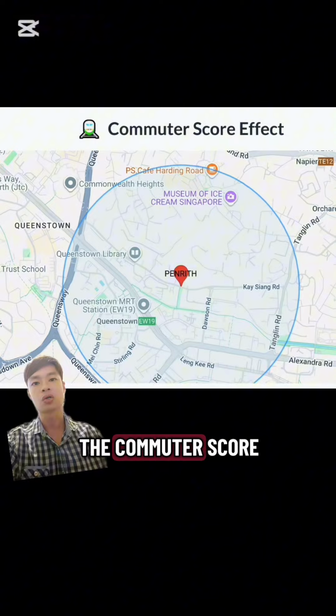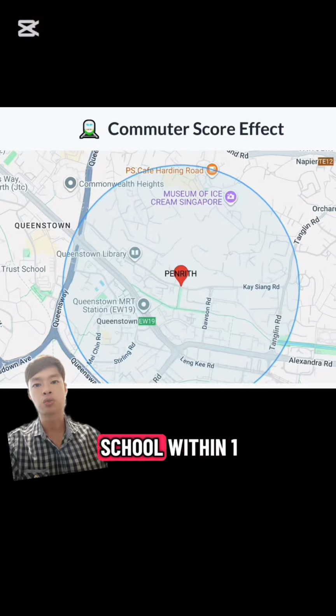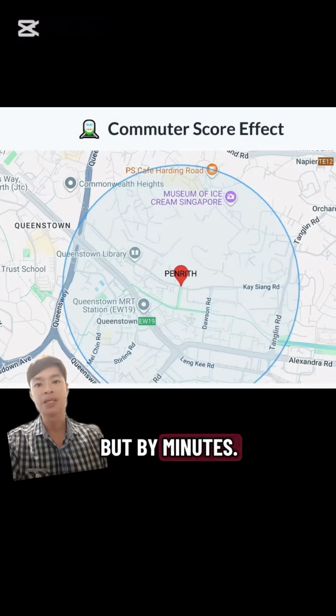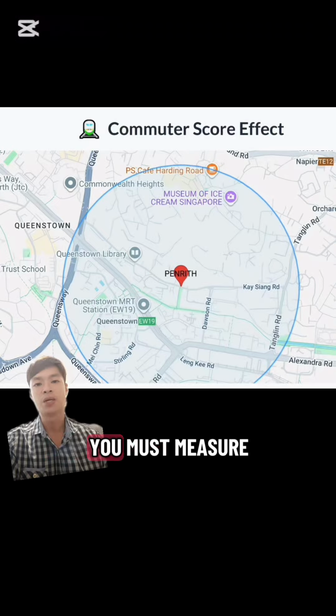For example, the commuter score effect measures the distance by radius to the nearest MRT. Now you can do that for school within 1 kilometer, but you can't do that for MRT. Because the most accurate way is not by distance, but by minutes. How long does it take for you to walk to the nearest MRT? Some places, for example, are blocked by expressway or canal or even overhead bridge. So you can't measure by distance, you must measure by minutes.